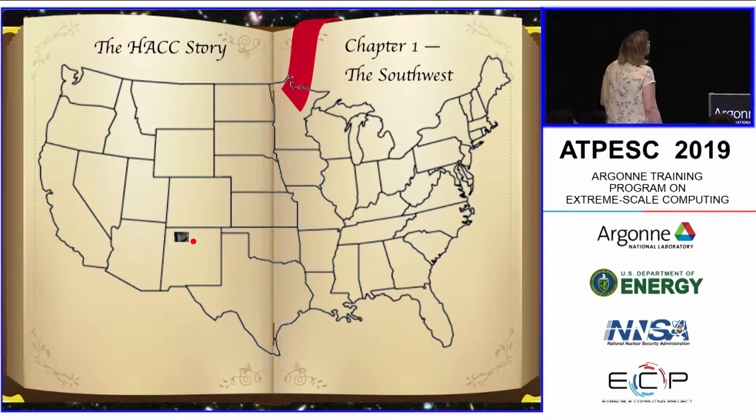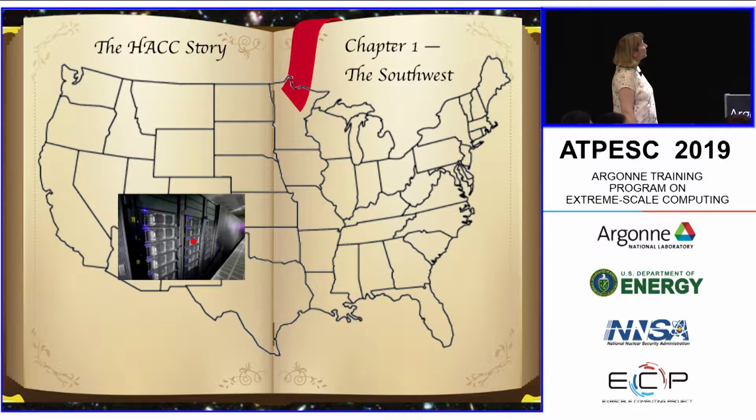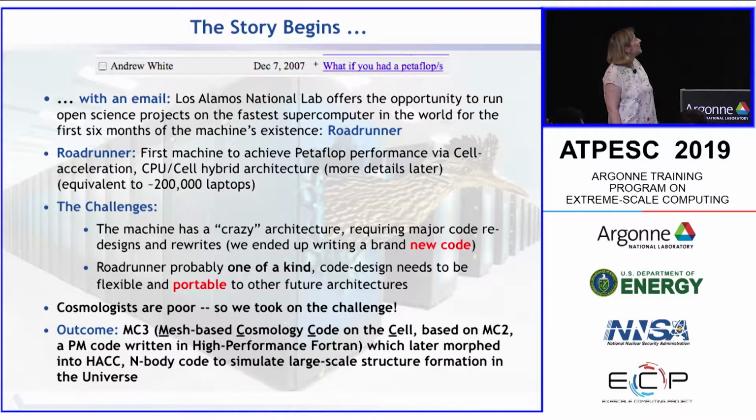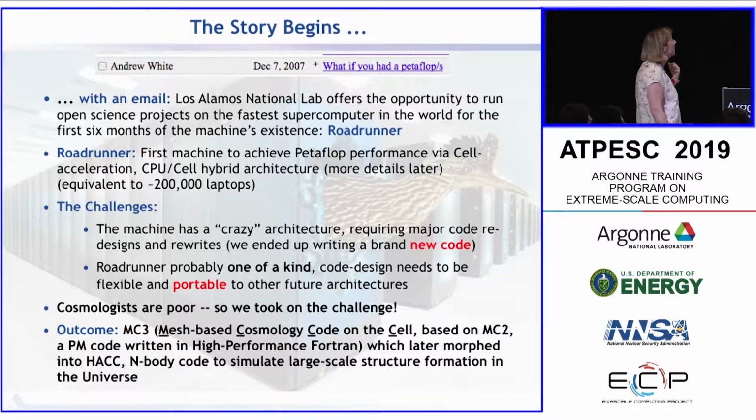But the HACC story actually started in the Southwest. And this is a picture of Roadrunner. And I'm going to talk quite a bit about Roadrunner. It was the first machine to break the petaflop barrier. And so the story begins with an email. And sometimes an email can change your life. And I think this email actually did change our life in many ways.